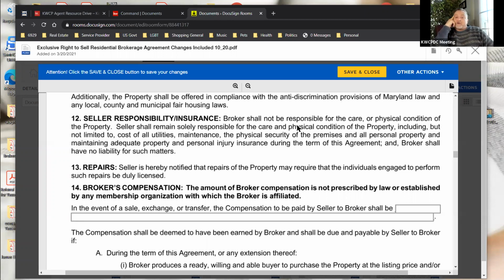Keep in mind that your errors and omissions insurance does not cover you for that kind of activity, because it specifically is disclosing here that the seller is responsible for that and that the brokerage is not responsible for that. So keep in mind that if you voluntarily agree to try to do that and something goes wrong, then you're probably going to be on your own for that. So I would push back on any sellers who try to loop you into the obligations to help them care for the property.